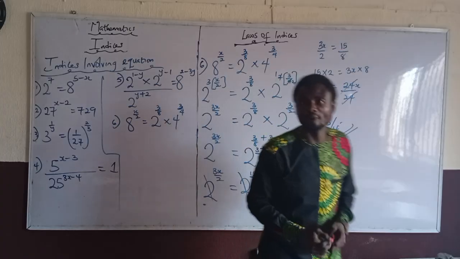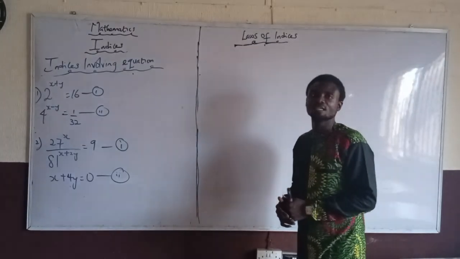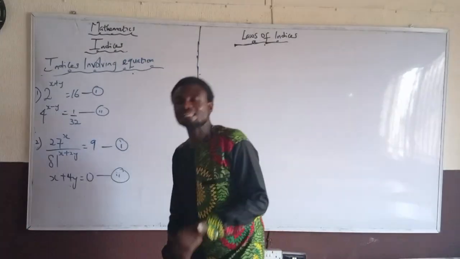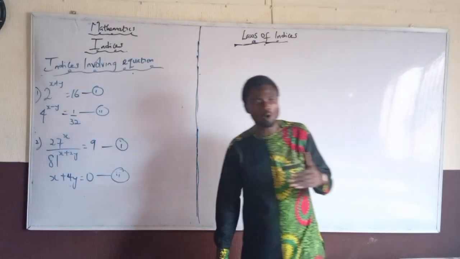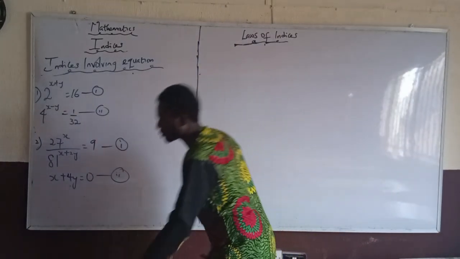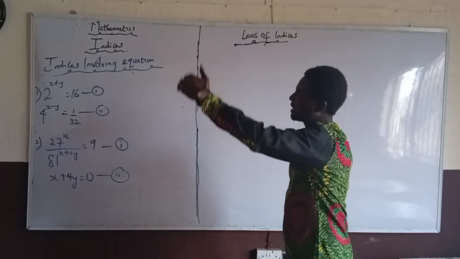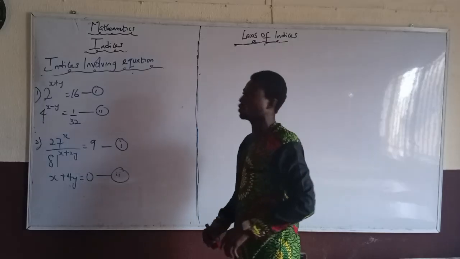So we are done with this part of indices, which says indices involving equation. So we are still under indices involving equation. Like I said earlier, we have the one that involves linear equation, we have the one that involves simultaneous equation, and we have the one that involves quadratic equation. So we just did one of linear. Now this is one of simultaneous equation.